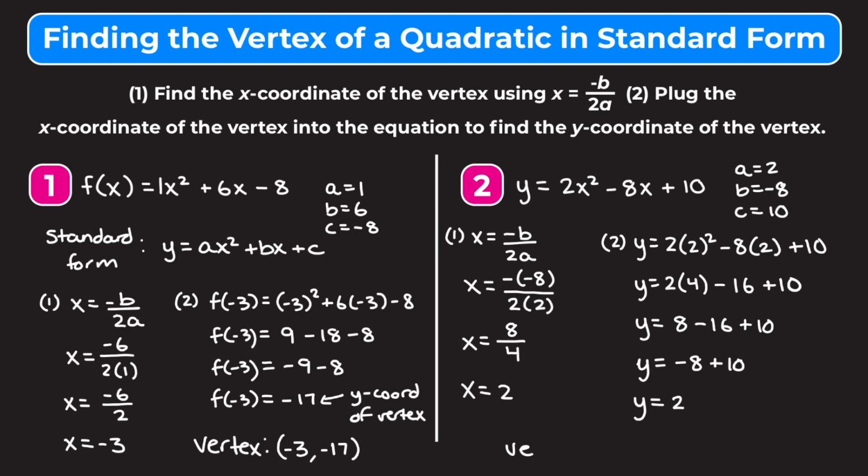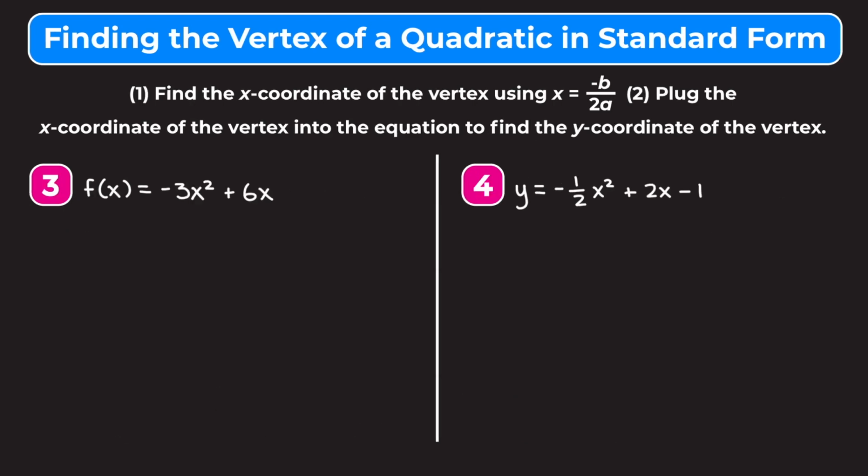So we get that our vertex is the point 2, 2. Let's go through 2 more examples. So for these last two examples, I encourage you guys to pause the video and try them on your own, and then you can watch me work through them to make sure you've done them correctly.